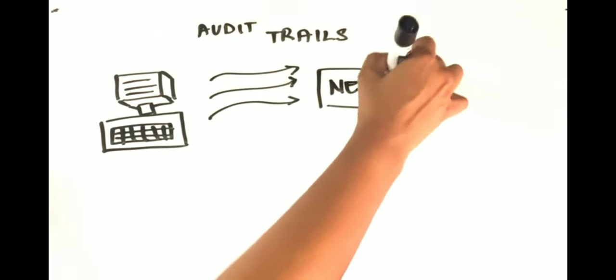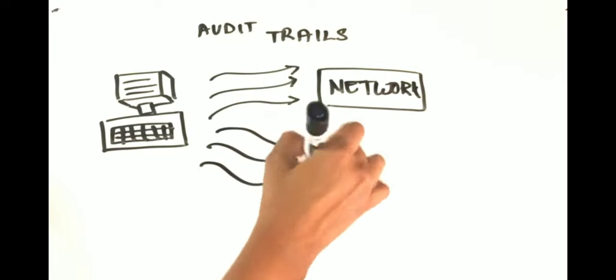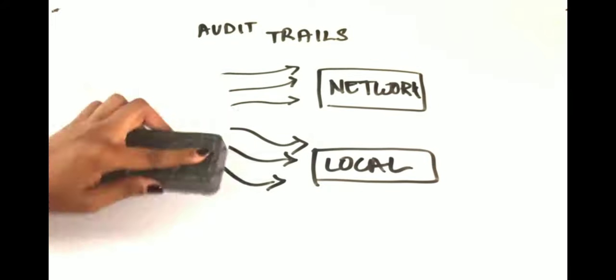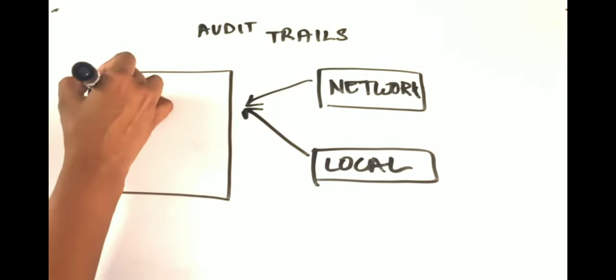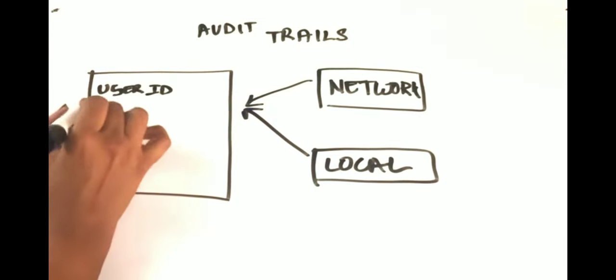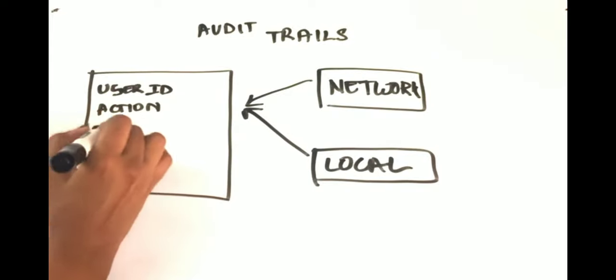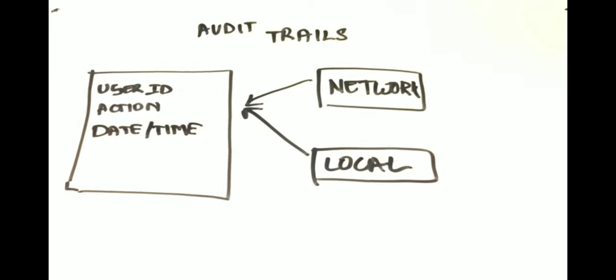Audit trails can be retained either on the network or locally on the workstation PC. Audit trails at a minimum must capture the following information: identity of the user who performed the action, type of action, date and time of the action performed.